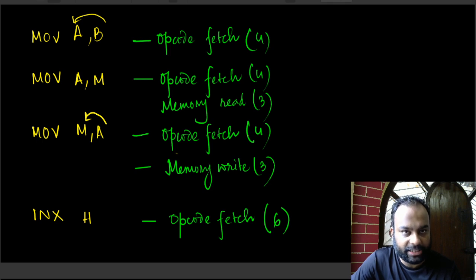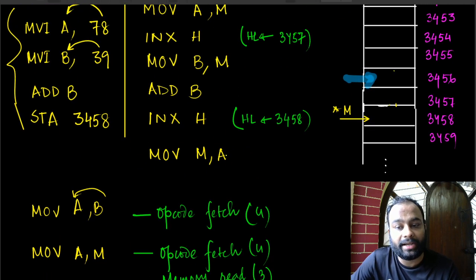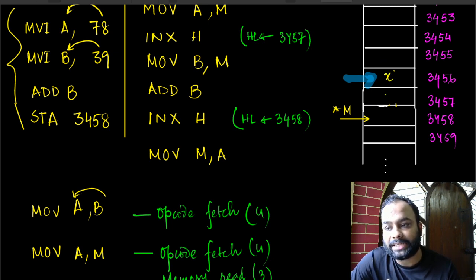So it does an opcode fetch to understand what it needs to do, and then it does a memory write. What happens is it copies the content of register A into this memory location. So if this was data X and this was data Y, then this stores X plus Y, because we added the content of register B with the content of register A through this add instruction. And then we incremented the memory pointer to point to the next memory location, and we stored the content of the accumulator into that memory location. So that memory location will now have the result of the sum of these two numbers.